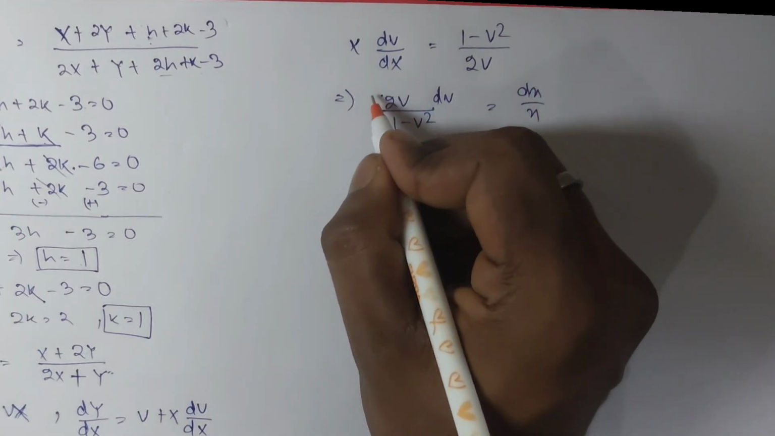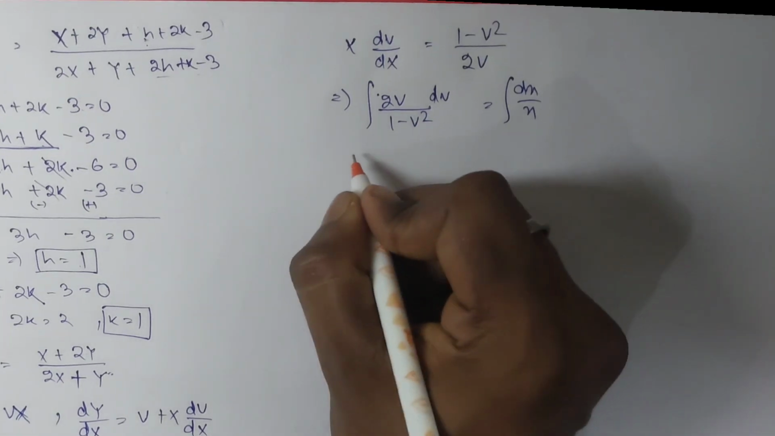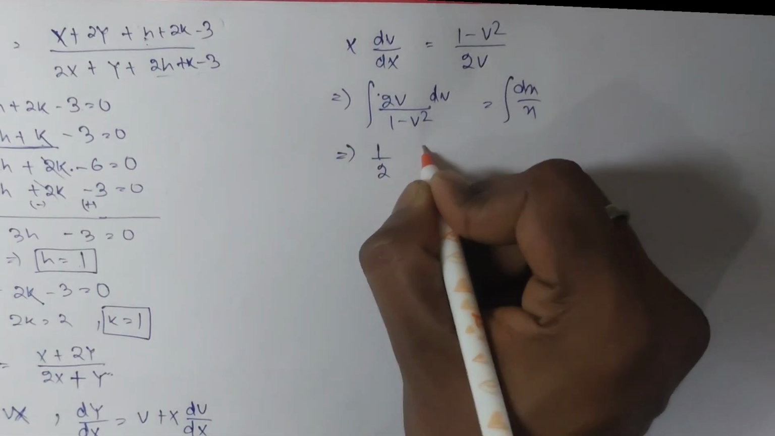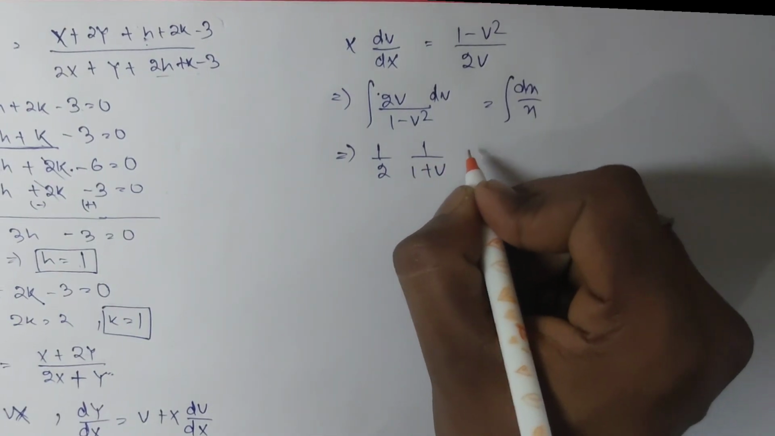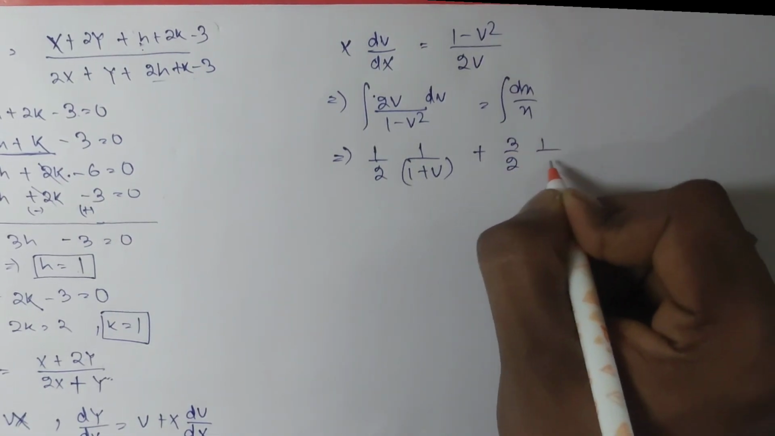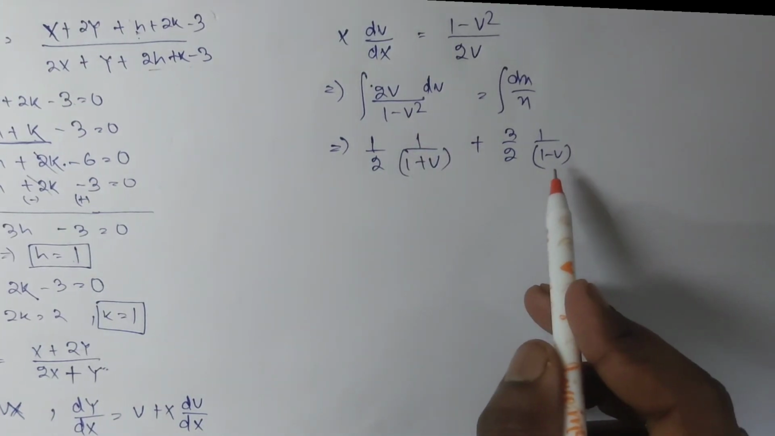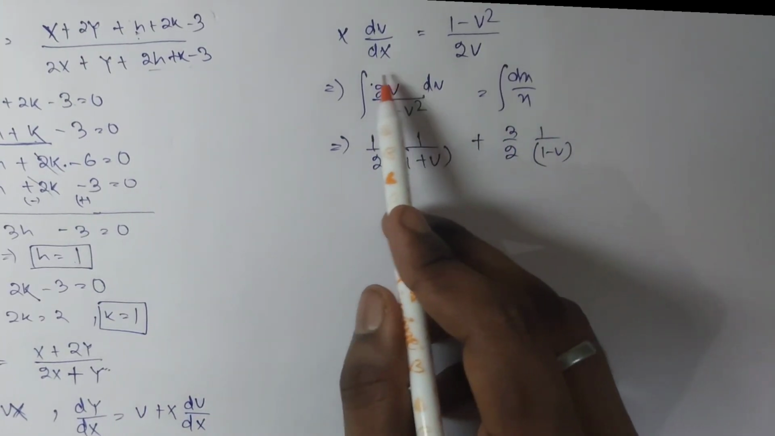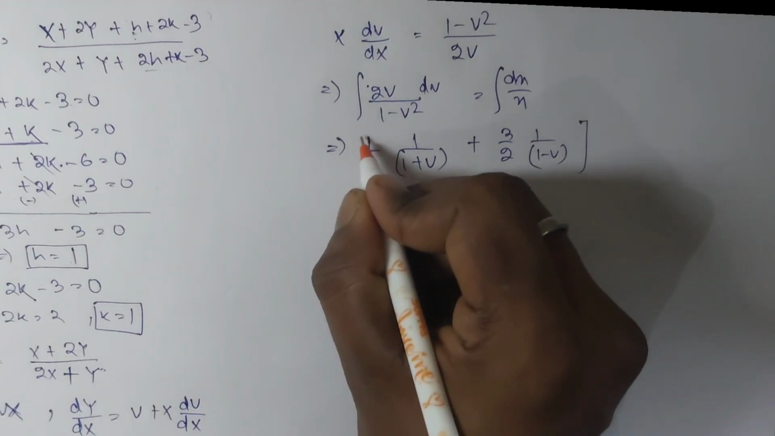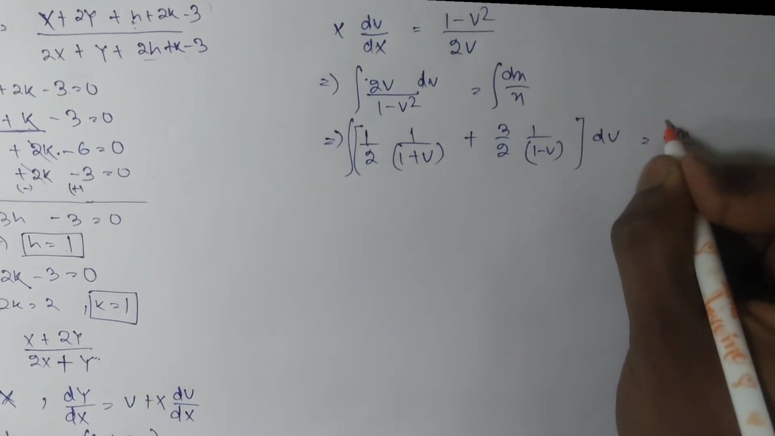Now integrate both sides. Before integrating, we can simplify the term 2v by 1 minus v square as 1 by 2 times 1 by 1 plus v plus 3 by 2 times 1 by 1 minus v. We can separate 1 minus v square into 1 plus v and 1 minus v, and give some constants, so that the numerator becomes 2v. Then this term dv, whole integration, equals dx by x integration.